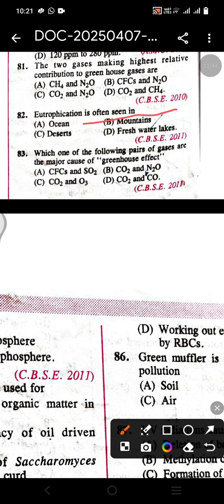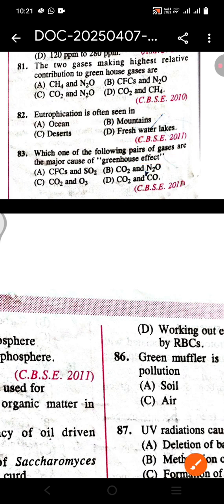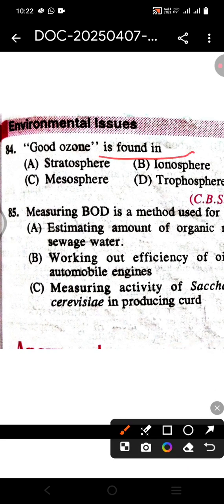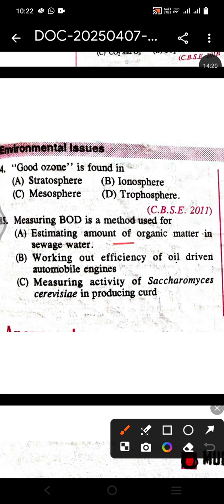Eutrophication is often seen in freshwater lake. Option number D. Which one of the following pair of gases are the major cause of greenhouse effect? So it is CO2 and methane, but in this case option number B, CO2 and nitrous oxide. Next one, good ozone is found in stratosphere. Measuring BOD is a method used for estimating the amount of organic matter found in sewage water.